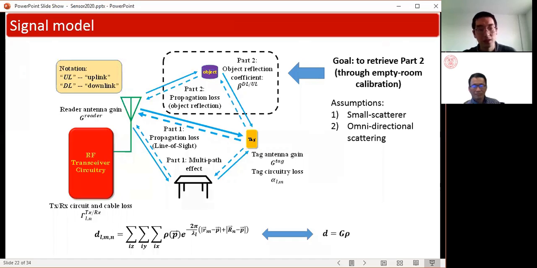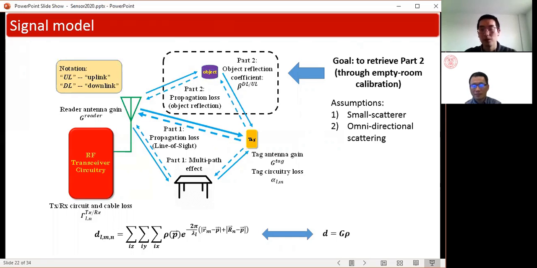So first, let's take a look at the signal model and problem formulation. The downlink and uplink channels can be divided into two parts, one including the line of sight and the background multipath, and the other including only the target object reflection. At reader Rx, the receiver, both these two parts exist, but in order to extract the object location, only part 2 is needed. Therefore, we will need to first extract out part 2, which will be discussed in the next slide.